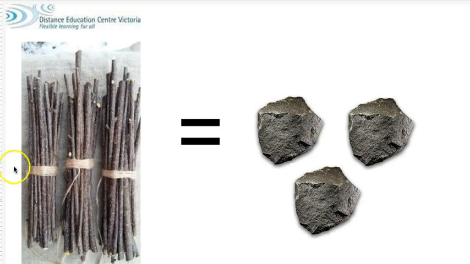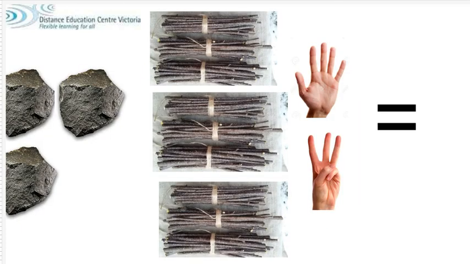Let's look at these bundles of 10 sticks. One bundle of 10 would equal a rock. Another bundle of 10 would equal another rock, and another bundle of 10 would equal another rock. So to keep count of large numbers, people continually grouped in groups of 10. What do you think that number would represent?